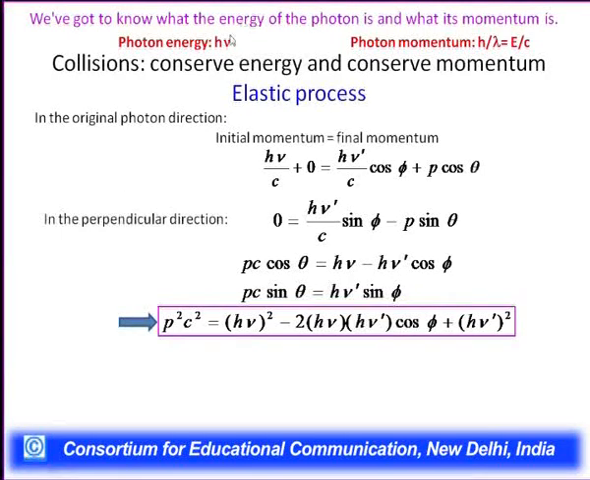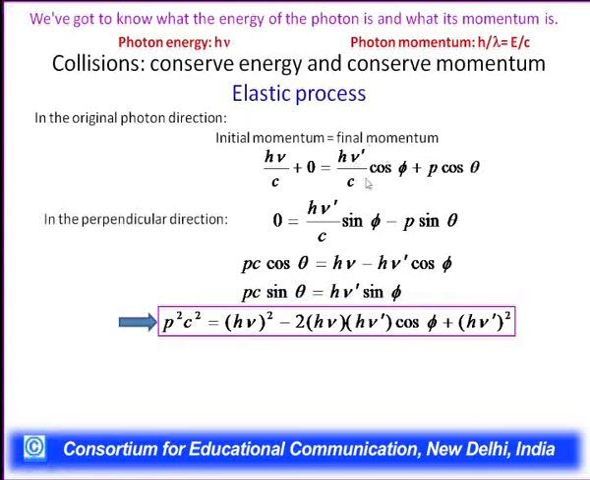The photon energy is defined by h nu and the photon momentum by h by lambda, or we can write it as E divided by c. In the collision, energy and momentum are conserved. It is an elastic process. In the original photon direction, initial momentum is equal to final momentum. The initial momentum is h nu by c plus 0, and the final momentum is h nu dash by c cos phi plus p cos theta.